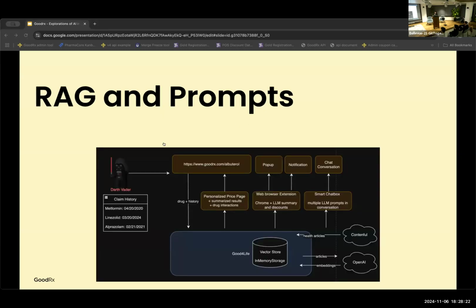This is the high-level architecture. I wish it could be zoomed in, but if you look at our workflows, the major design goal is making sure the response and result on different platforms, after RAG and prompts have been applied, fit our users' needs. For the vector stores we use in-memory storage, and then we use the OpenAI articles and embeddings, also including Contentful health-related articles. We then provide the prompt response on different platforms, including notifications, chat conversation, and web and mobile.